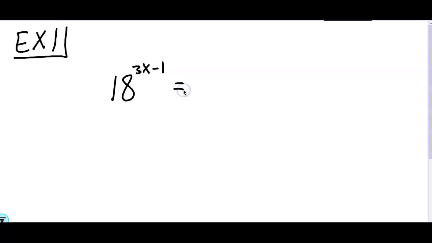Let's go ahead and do an actual example here. So we'll start easy and we'll work our way up. Example 1. So 18 to the, I'm just going to make problems up here. 18 to the 3x minus 1 equals 40. Okay? So the question is, what power would I have to raise 18 to get 40? Well, that's not going to be very easy to do mentally, right?